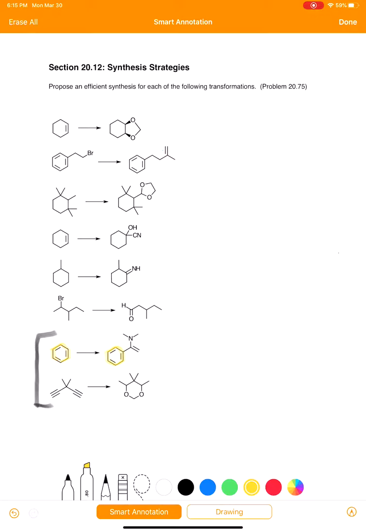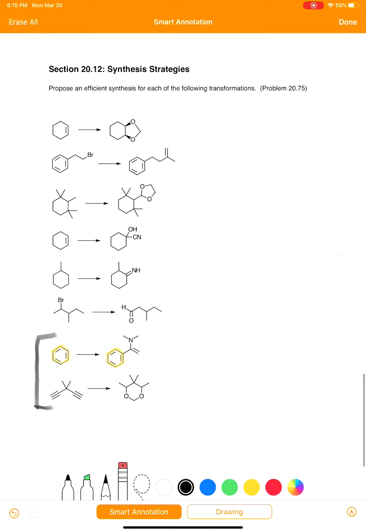I do notice that we have an enamine, and we only know one way to make enamines. So what I'd like to do with this molecule is start at the enamine and work backwards and see if we can get all the way back to benzene. So with our enamine, retrosynthesis is kind of tricky.